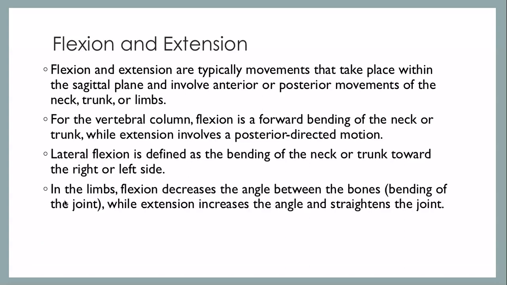When we talk about the limbs, flexion decreases the angle between the bones, which is just bending the joint, while extension increases the angle and straightens the joint. So think about putting your arm directly in front of you with the palm facing up. It's fully extended, but when you flex, it decreases that angle and it bends the joint.